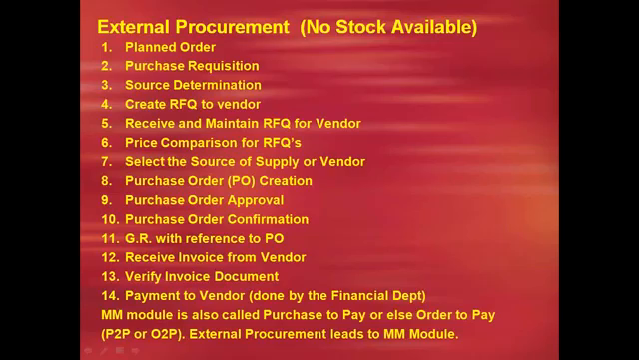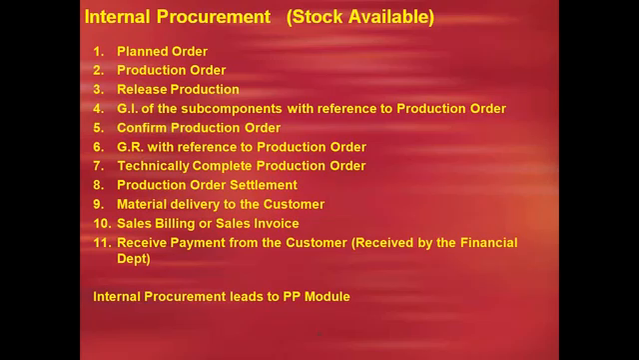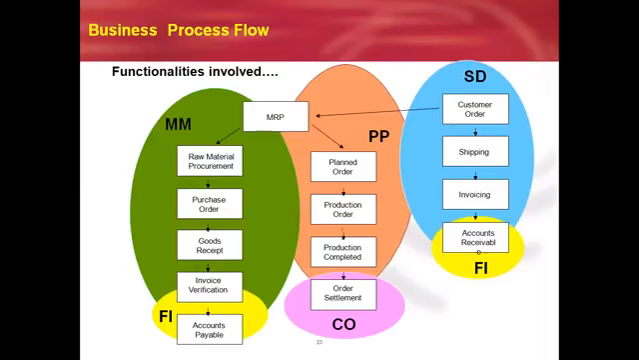So here the payment will come. Who will look after it? The financial department. So here the company has the stocks of the raw materials. So straight away the company plans for the production activities and delivers the material the customer needs. This total procurement we call internal procurement, which leads to a module called PP. So this is the overall business process flow, how it takes place.